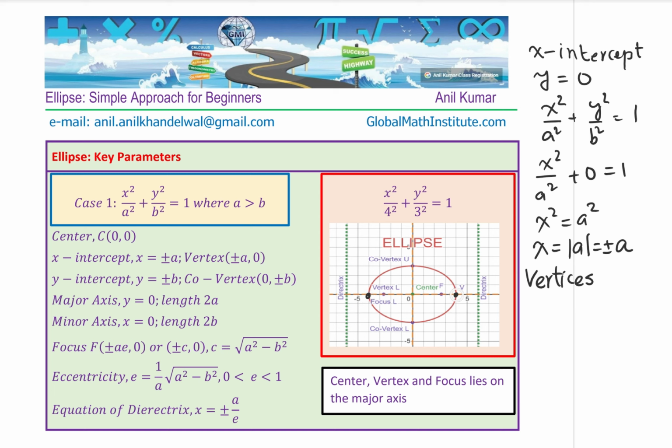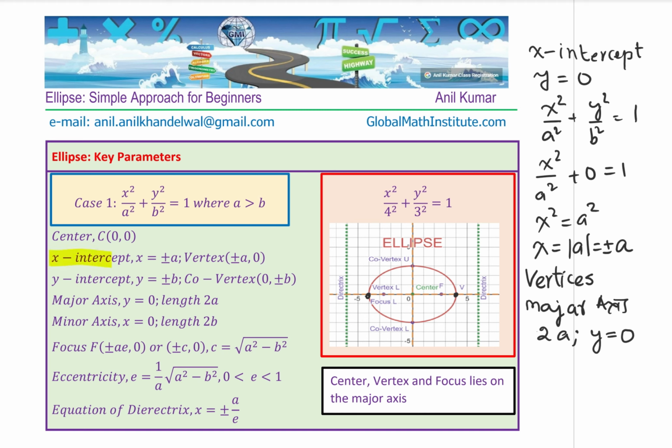Now the distance between these two vertices is called the major axis, right? So we have a major axis along this, and since it is plus and minus a, the length is how much? Well, the length is 2a, right? And it is a horizontal axis along the x-axis. Therefore, the equation will be what? The equation will be y equals to 0.